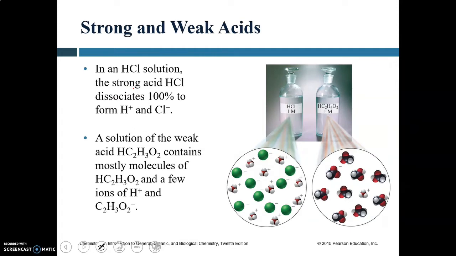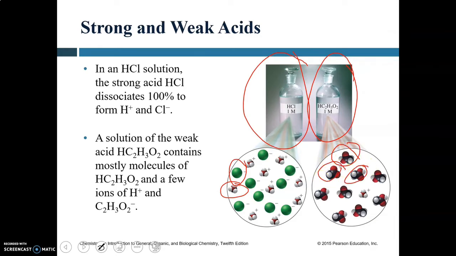So if we compare the composition of the solution of hydrochloric acid and the solution of acetic acid, in the solution of hydrochloric acid, it exists in the form of hydronium cations and chloride anions. In a solution of weak acetic acid, it exists mostly as molecules with a few acetate anions and few hydronium cations.